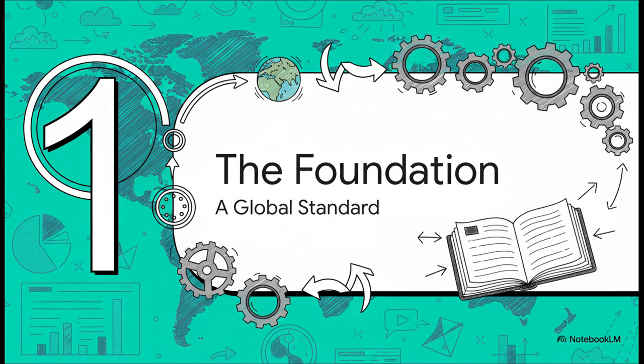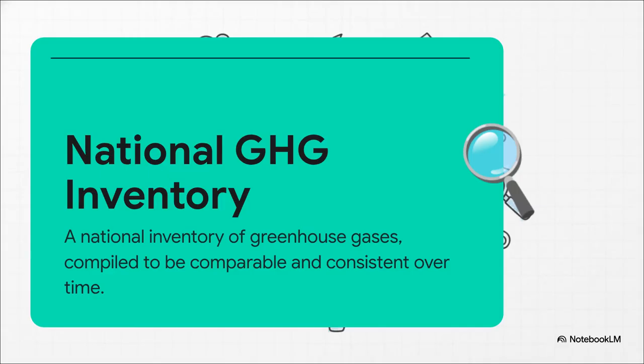Think about it. If you want to compare emissions from, say, Brazil and Germany, you need to make sure everyone's playing by the same rules, right? And that's where the IPCC, the Intergovernmental Panel on Climate Change, steps in. What the IPCC does is provide this incredibly detailed set of guidelines so countries can build what's called a national GHG inventory. The whole point is to make sure these inventories are comparable, complete, and consistent over time. And that consistency part, it's absolutely crucial. It means we can tell if emissions are actually changing, or if someone just changed how they do the math.